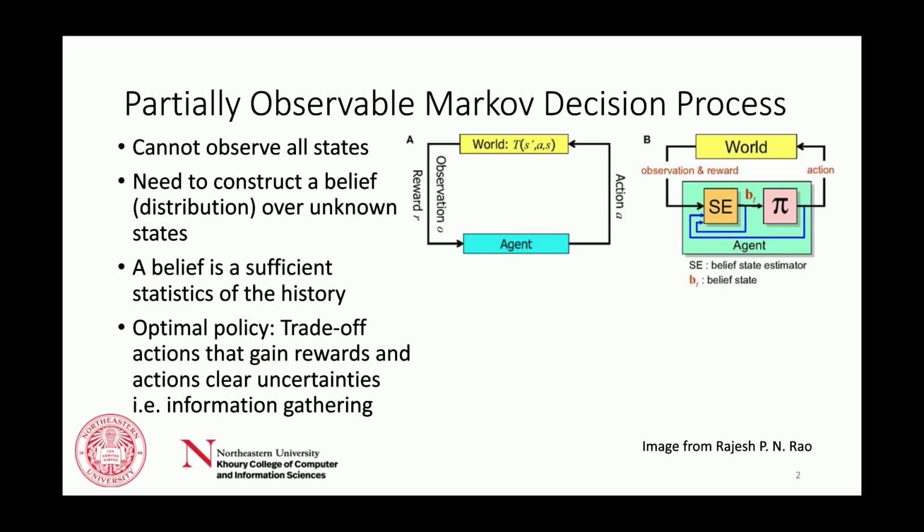The belief is a sufficient statistic of the history, and the optimal policy conditioned on beliefs will autonomously trade off between actions that gain more rewards and actions that clear uncertainties or bring information value. Both of these kinds of actions are needed to solve the task optimally.